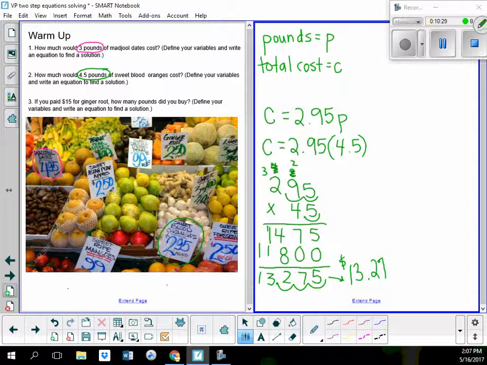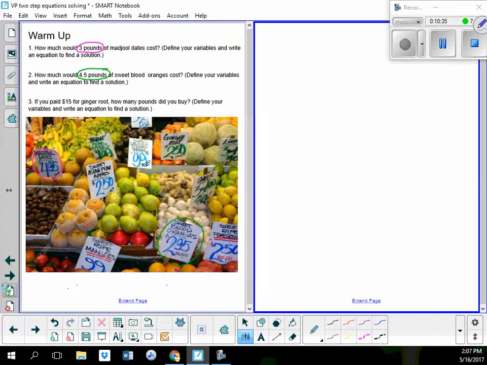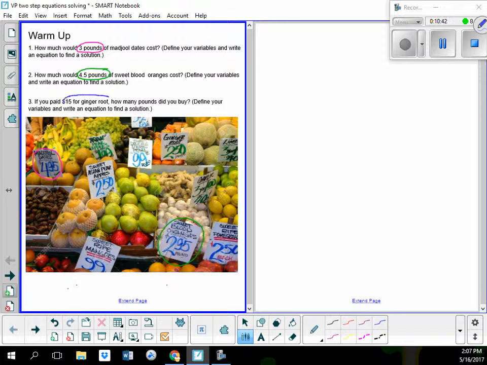Our last one's gonna work a little bit differently. So our last one says, if you paid $15 for ginger root, how many pounds did you buy? So ginger root is right here, and it's $2.50 per pound. Okay. All right. We have two variables. Lawson, do you know what our two variables are?